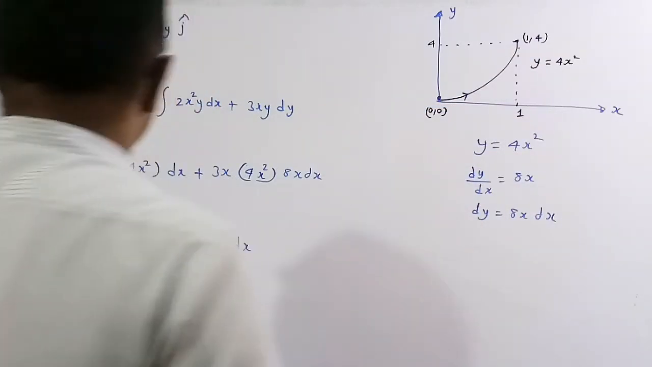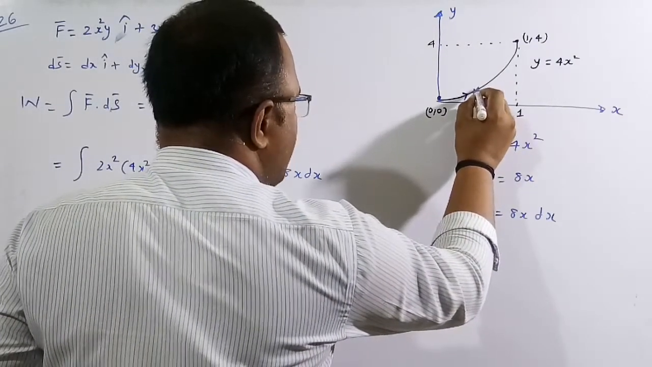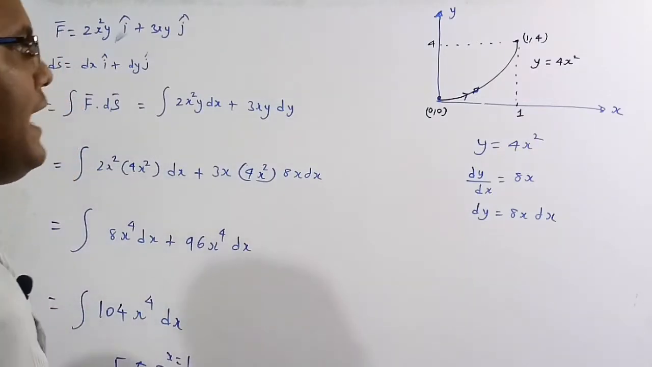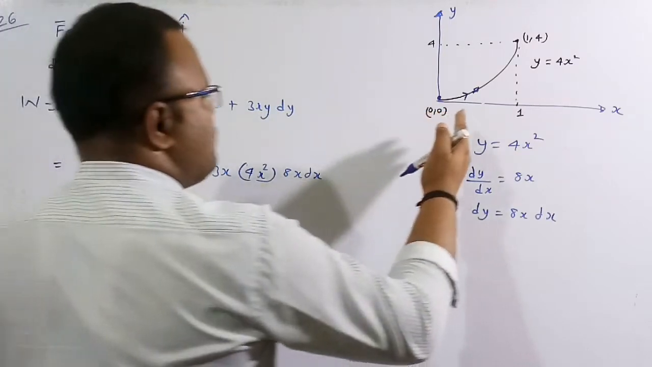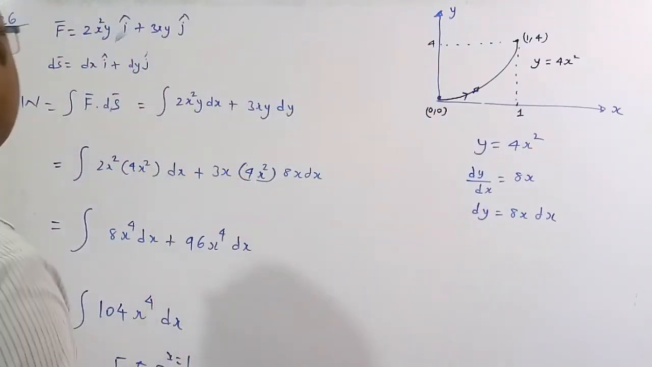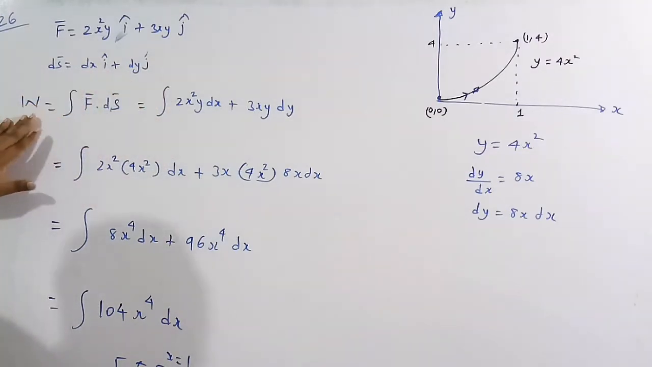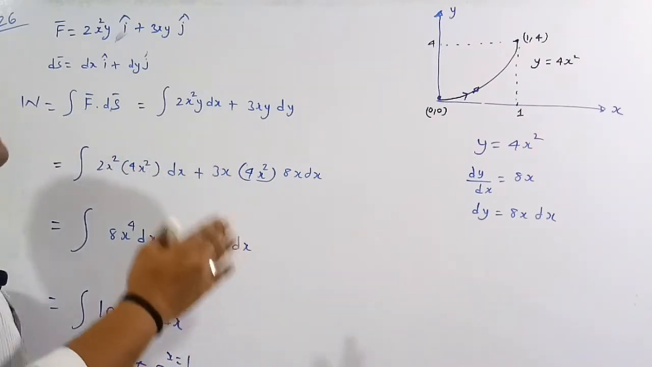So basically here, see, the small amount of distance. I want to find what is the small amount of distance, which is dx i cap plus dy j cap. Means a small amount in the x direction is dx, and in the y direction is dy. So therefore the small amount of distance in that line, which is ds bar, is equal to dx i cap plus dy j cap. So I want to know what is the value of work.